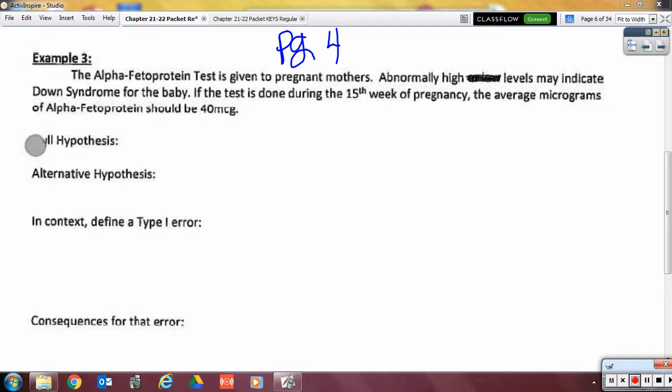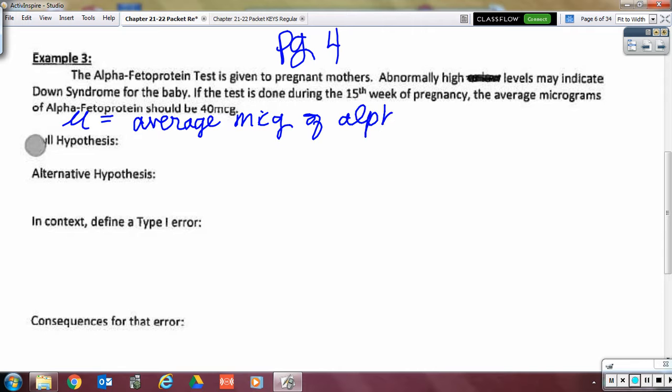On the assignment that you are going to do, I actually wrote out the parameter for you, but on this one, let's do this together. What is mu? Mu stands for average. What does average represent in this problem? What are we testing for? The average what? Micrograms. So the average micrograms of what? Alpha-fetoprotein. All right. So what would the null hypothesis be? Mu equals 40 micrograms.